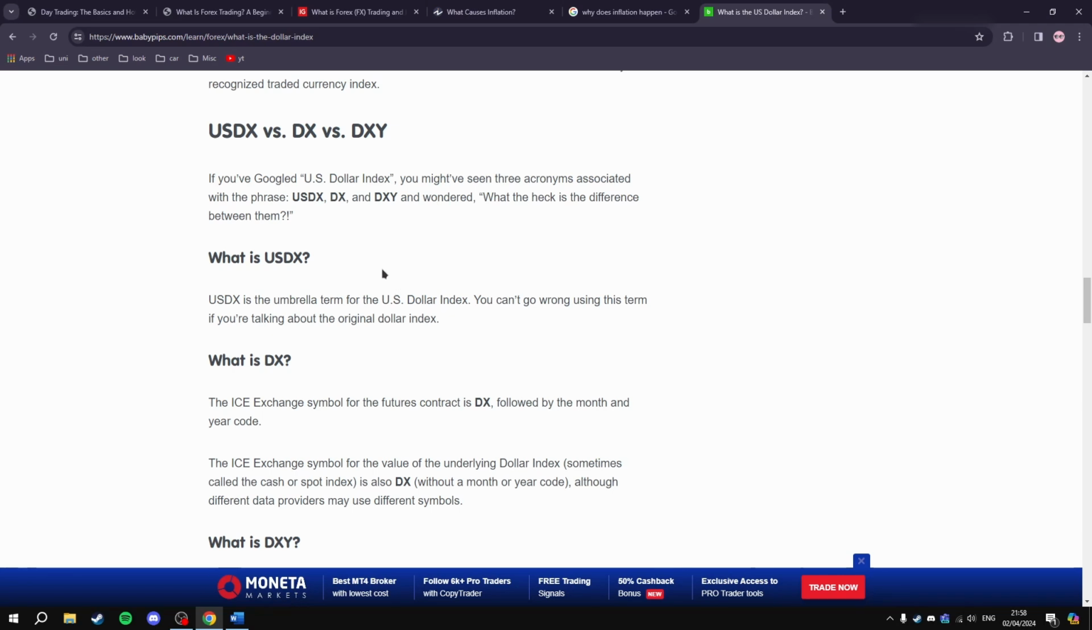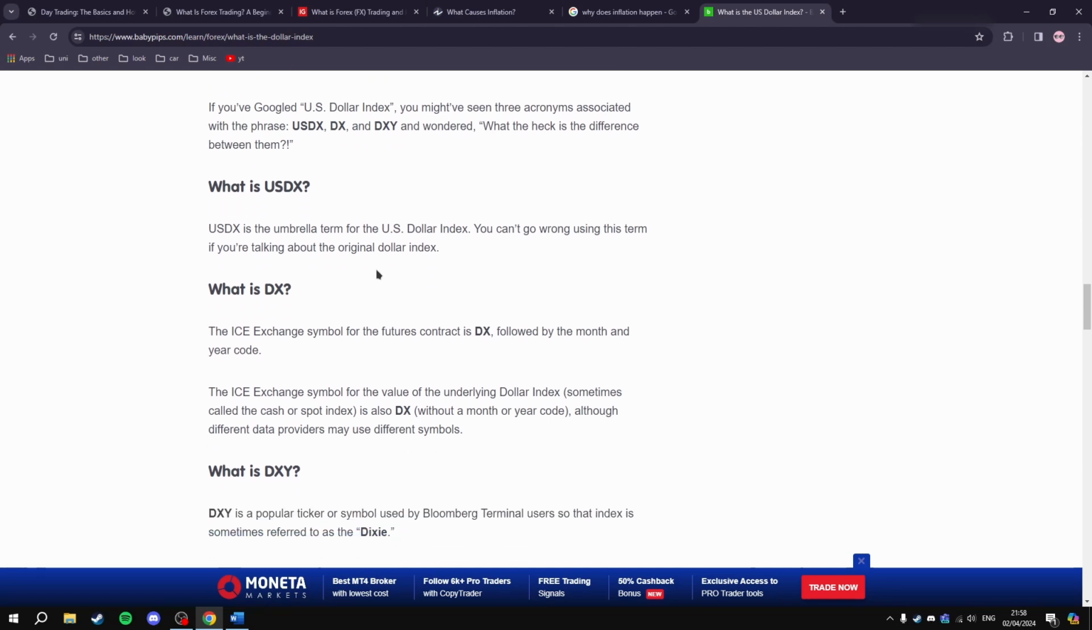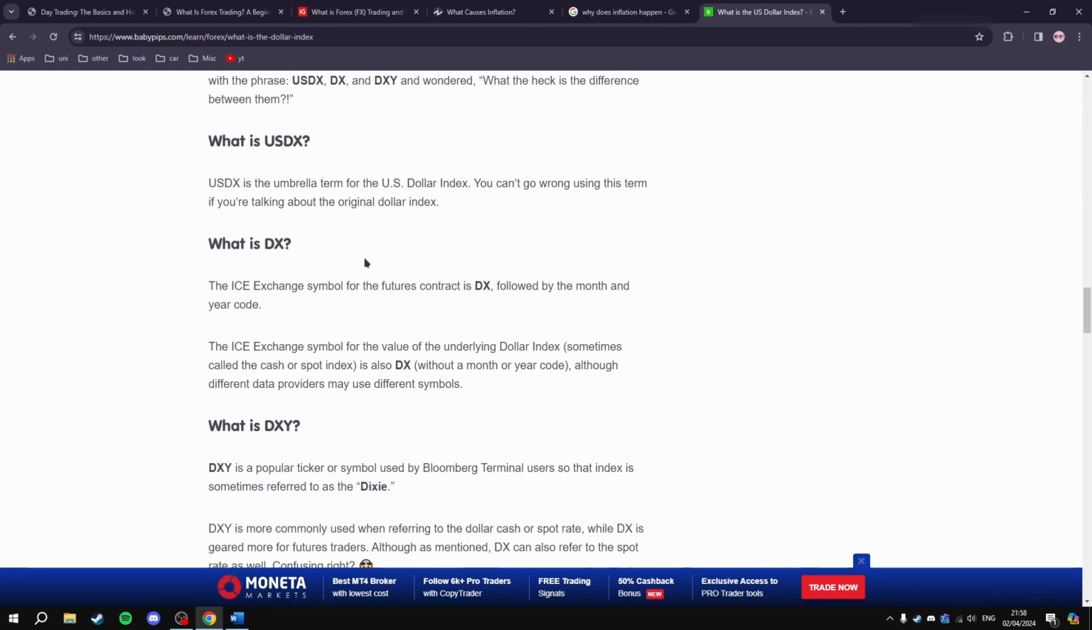You can't go wrong using this term if you're talking about the original dollar index. What is DX? The ICE exchange symbol for the futures contract is DX, followed by the month and year codes. The ICE exchange symbol for the value of the underlying dollar index, sometimes called the cash or spot index, is also DX without a month or year code, although different data providers may use different symbols.